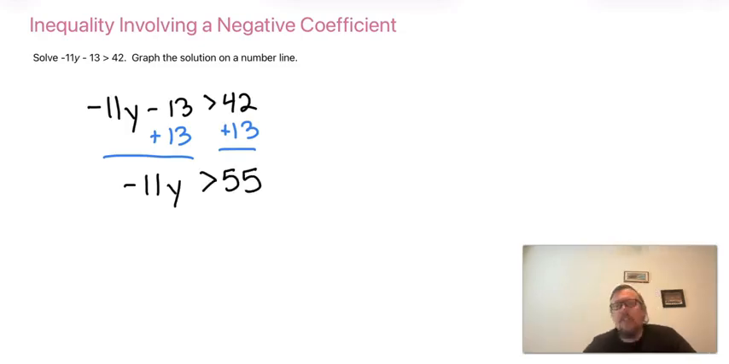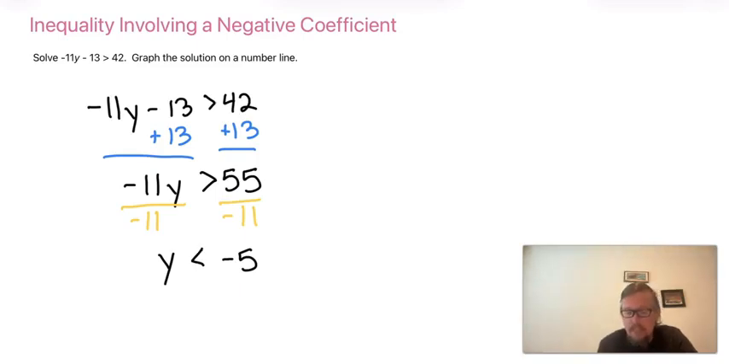And not only do we now only have to divide two things by negative 11, but on the right side we end up with 55, which divides by negative 11 really nicely. Negative 13 and 42 do not divide by negative 11 really nicely, but 55 does. So negative 11y divided by negative 11 is just going to be y. 55 divided by negative 11 is negative 5. And because we are dividing by a negative, our inequality symbol flips from a greater than to a less than.